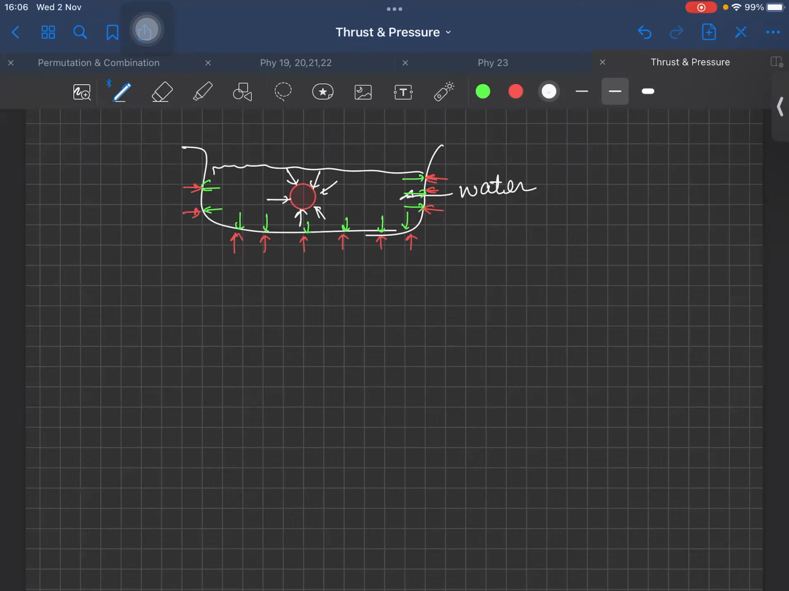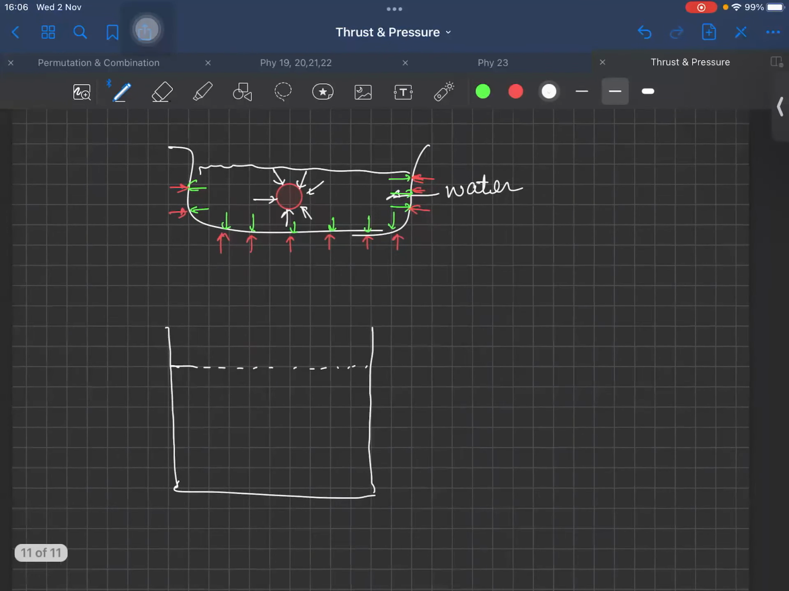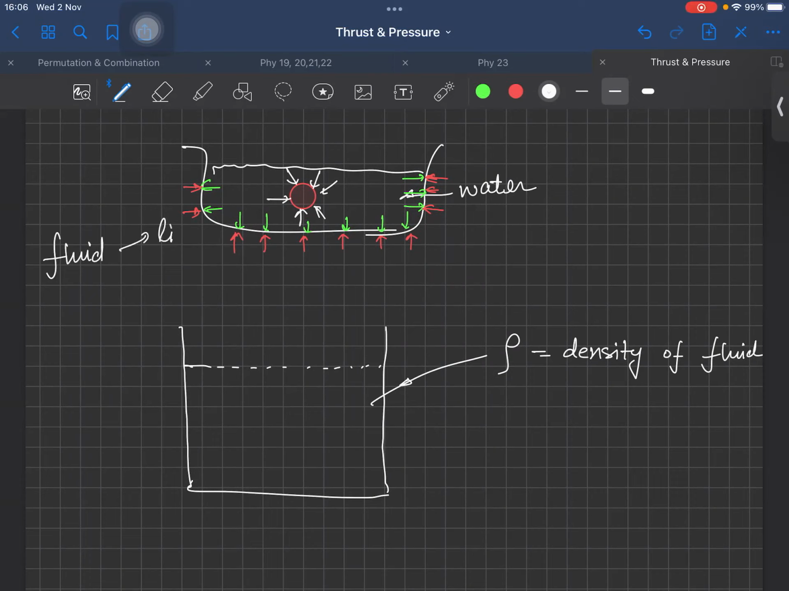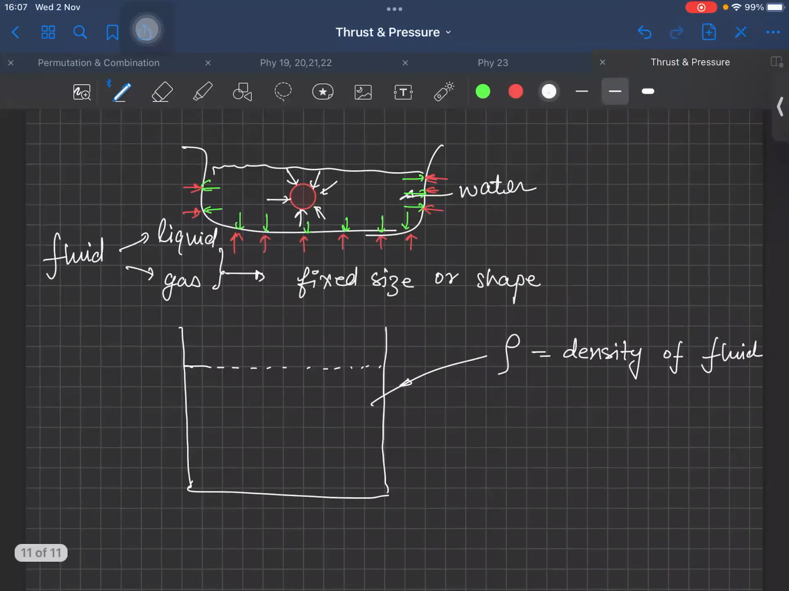Okay, got it. Now, how do we calculate this force? So this force can be calculated. Let's make another diagram. Just try to understand it here. See, suppose this is a beaker, and till this far you have filled some water or some liquid, let's say water here itself. And the density of this liquid is, let's say, rho. Rho is the density of this liquid. Density of fluid. See, when we write fluid, it can be either liquid or gas. Fluids do not have a fixed size or shape. So this is some liquid whose density is rho.